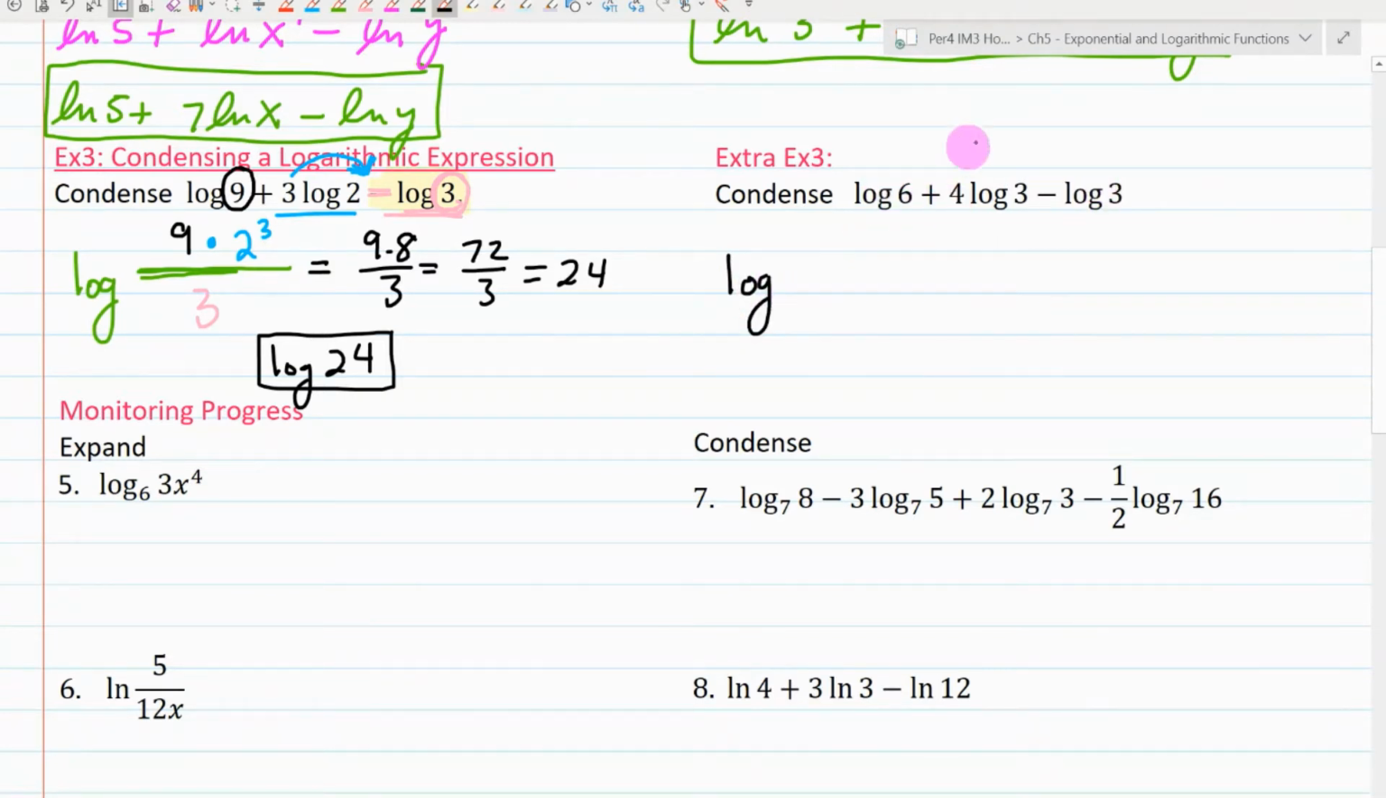There's addition and subtraction. This one will go in the denominator. We've already written the word log once, so we don't have to write it anymore. 6. Be careful that you know that it's not 4 to the third, it's 3 to the fourth. The 4 becomes the exponent. This 3 goes to the denominator. So 6 times 81 over 3, which is 162.